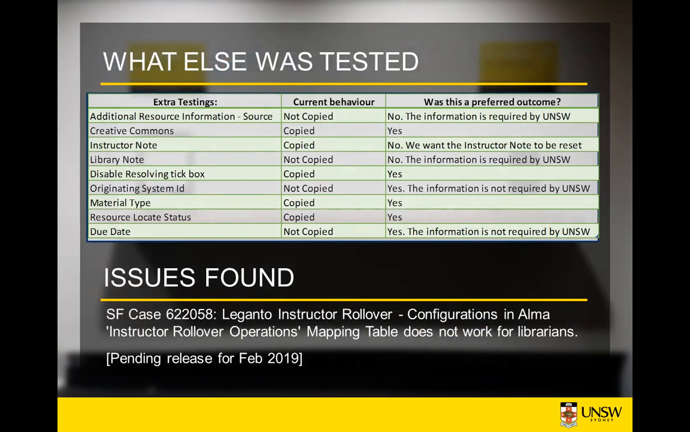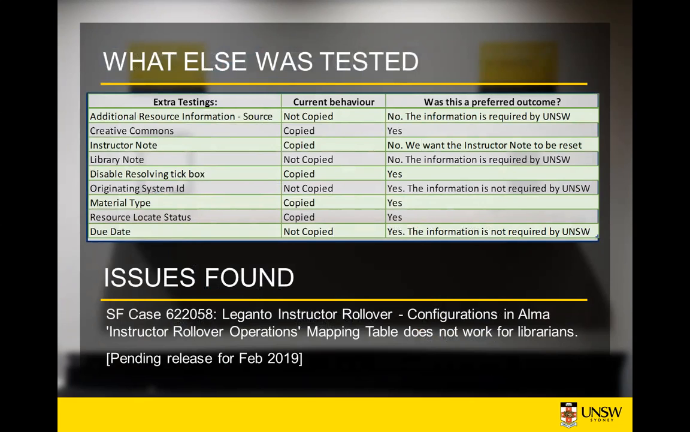The information we would like to copy over is the library note. This is an internal note that we are using to record information of special cases, like a document was uploaded because we were granted a special license, or an academic has already declared the permission to use the document, so we don't need to check with them again.